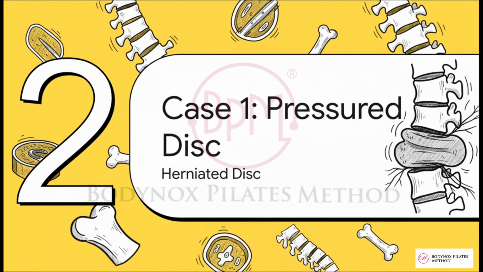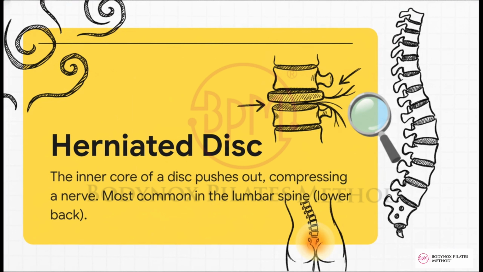Okay, let's open our first case file. And this is a big one, something you are definitely going to see, if you haven't already, in the studio: the herniated disc. So what's actually happening here, anatomically speaking? Well, just imagine those soft little cushions between your vertebrae. A herniation happens when the gooey, gel-like center of that cushion pushes out through a tear in its tougher outer layer. Now, the real trouble starts when that bulge begins to press on a nerve. And yep, this happens most often in the lower back.